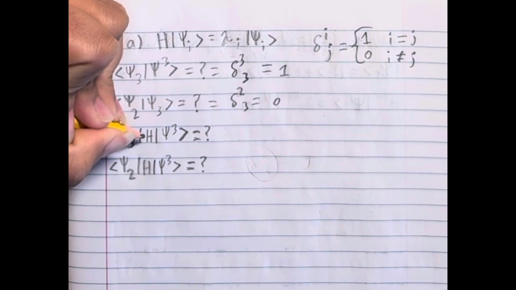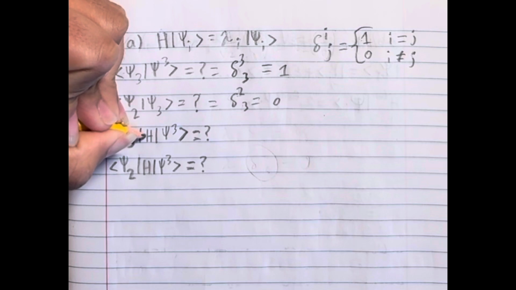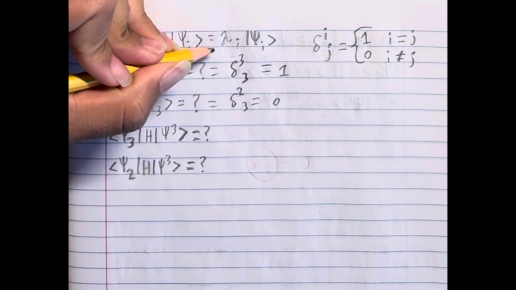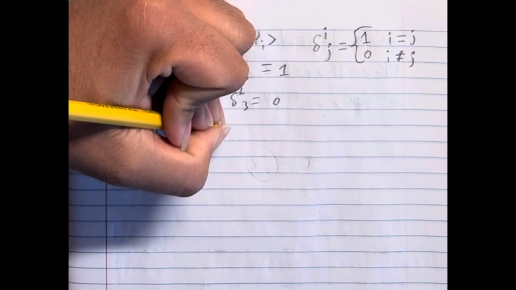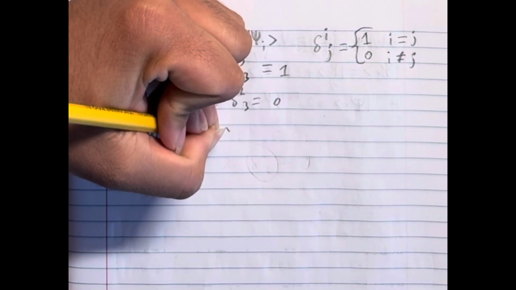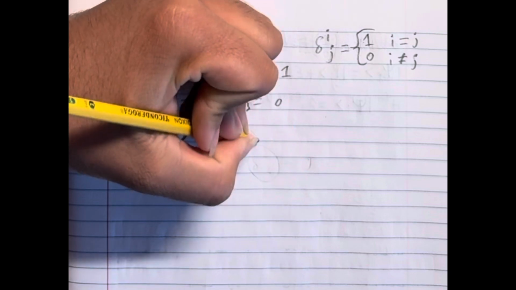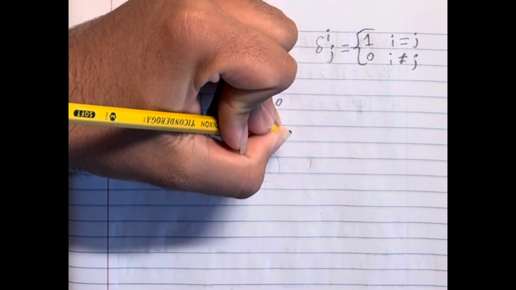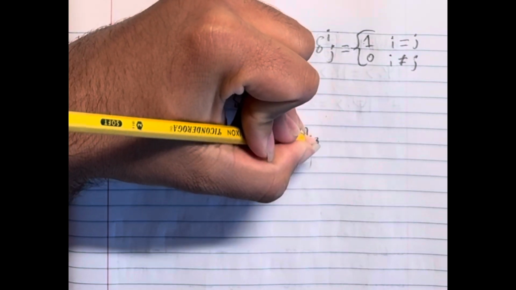Now for this third part, we have the Hamiltonian operator inside here, but we know that from the eigenvalue equation, we can then just replace this with the eigenvalue lambda. And so in this case, we're going to end up getting lambda 3 with the Kronecker delta 3, 3, which gives us just lambda 3.